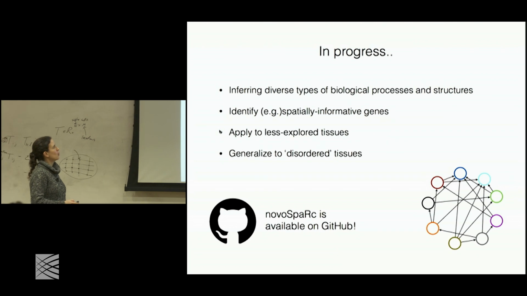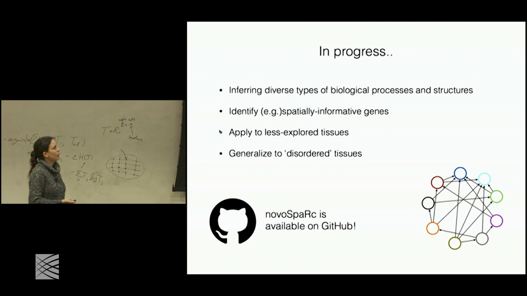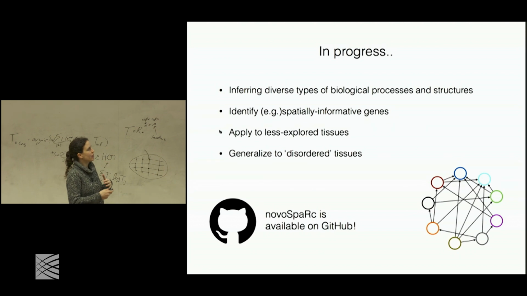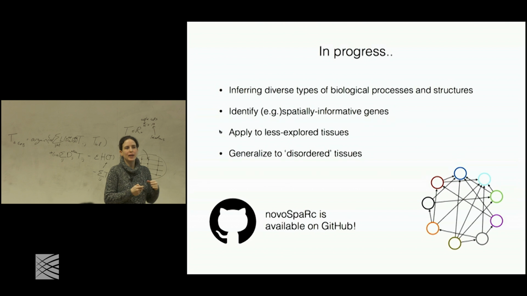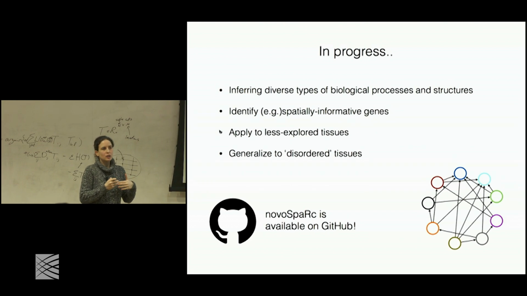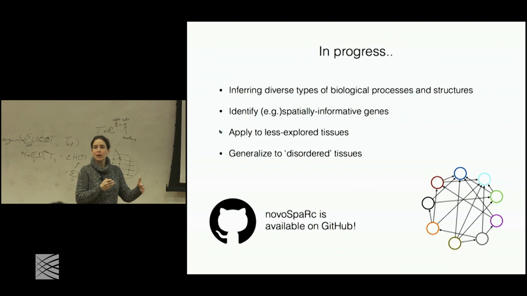Okay, so we're currently working on using these ideas to infer different types of biological processes, different types of structures in single cell data, identifying spatially informative genes, as I was asked before, and also applying these ideas to less explored tissues and generalizing them to disordered tissues, where we have different cell types, where we don't have the usual smoothness assumptions we can rely on, but maybe something more complicated we should adjust for.